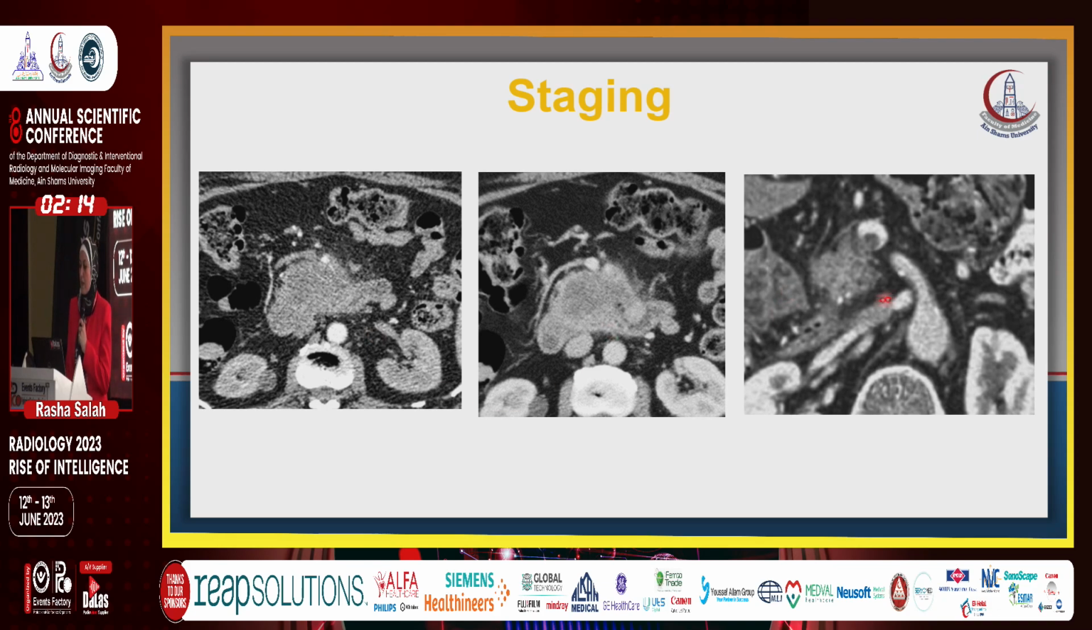This is another example of a tumor that is seen truly infiltrating the superior mesenteric vein, with the tumoral thrombus protruding into the vein lumen. And this is, of course, a resectable tumor.